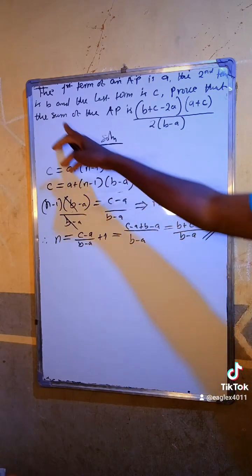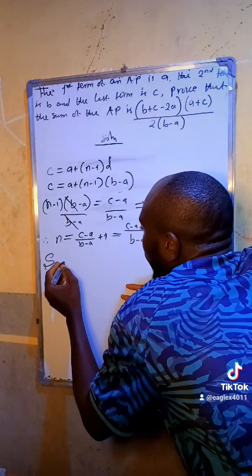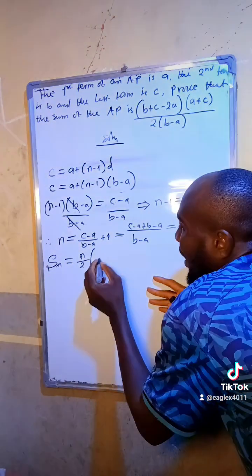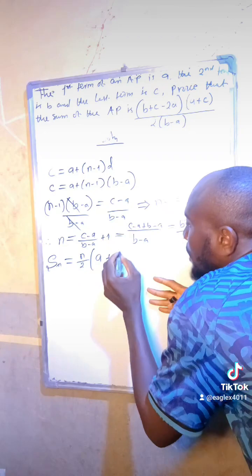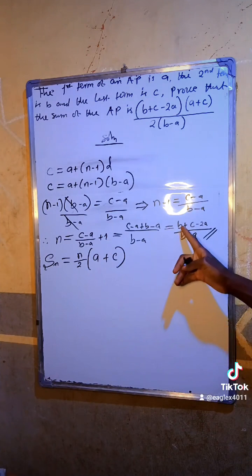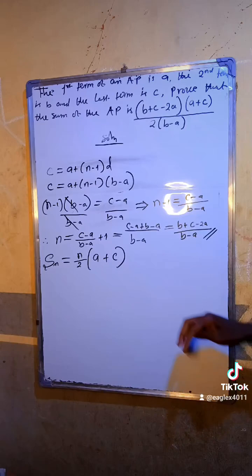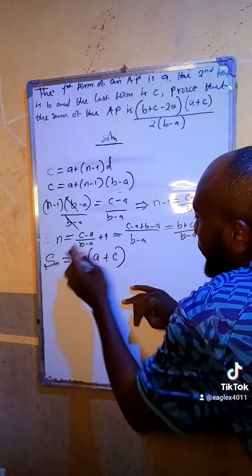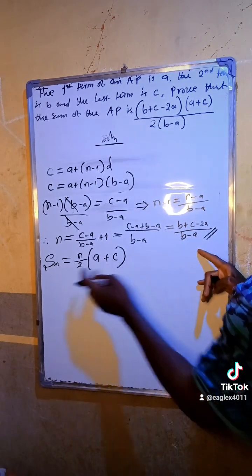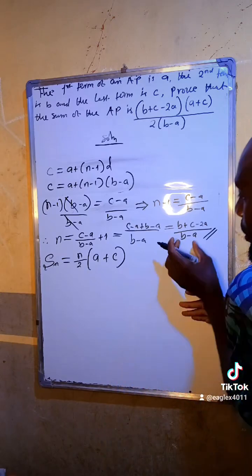But don't forget, the question said the sum. And we know that the formula for calculating the sum of an AP is N divided by 2 into our first term plus our last term. But here, our N is the same thing as B plus C minus 2A all over B minus A. Then, instead of writing this N, I will write this instead. And we have divide by 2, which means the 2 will multiply this denominator.